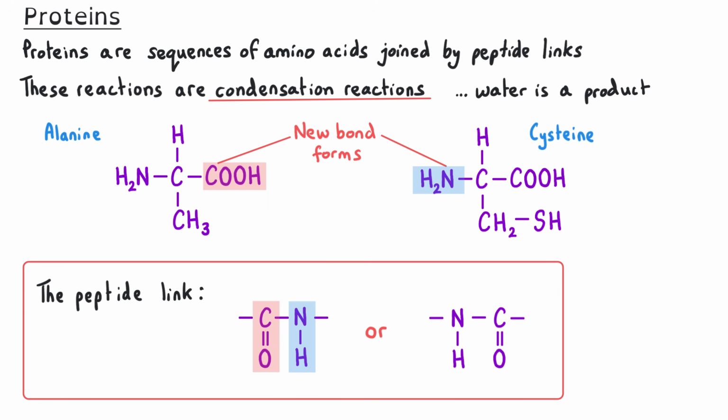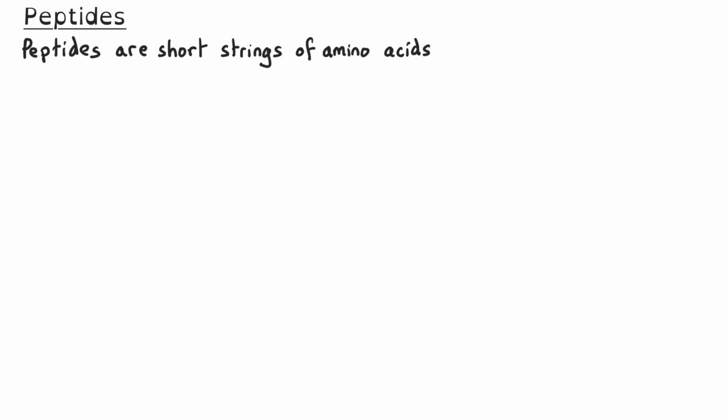When a peptide link forms, the OH group from the carboxylic acid of one amino acid is removed along with one of the hydrogen atoms from the amino group in the other amino acid. And this is where the water comes from that gives this condensation reaction its name. Peptides are far smaller than proteins. They are short strings of amino acids, typically between 2 and 50 amino acids in length. Peptides have a simple primary structure based on the specific order of amino acids that they contain.